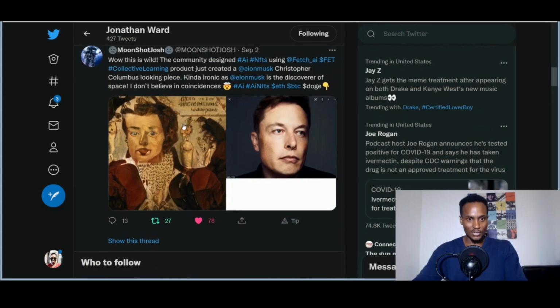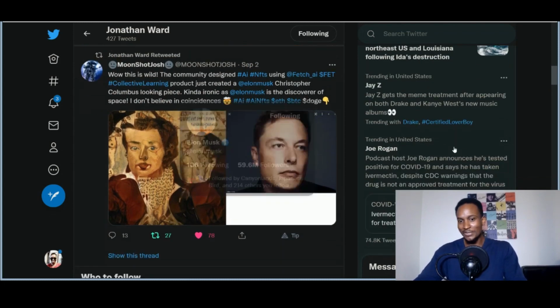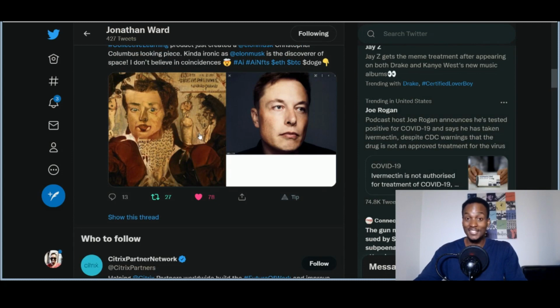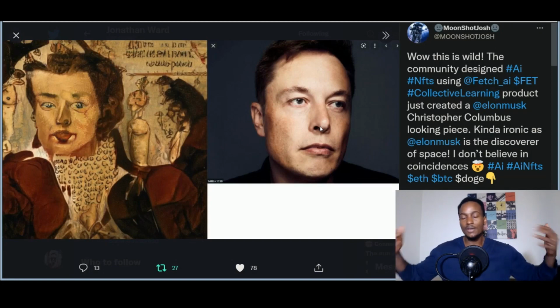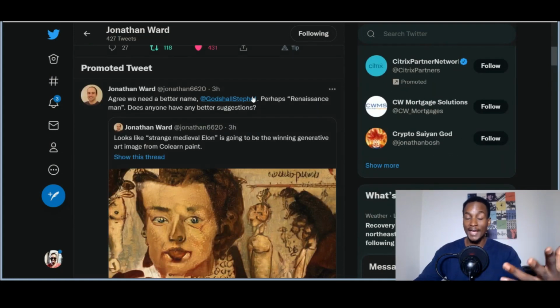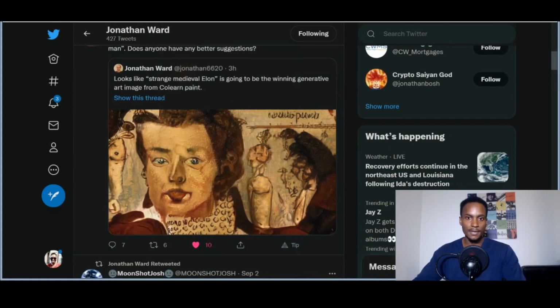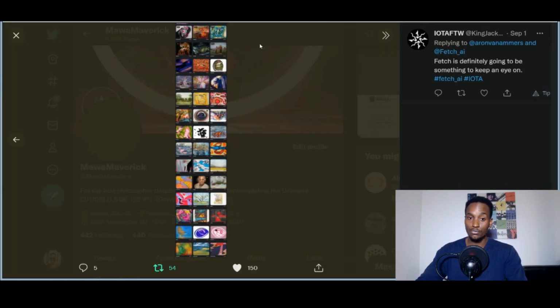So Moonshot Josh was like, wow, this is wild, the community designed AI and whatnot. He put a side-by-side comparison of this art piece that so far has the highest votes. We're going to look at that. And it actually does look like Elon, which is a weird thing. No, this is not about Elon, guys. It's just a weird coincidence that this art piece has this comparison. But I like the name that Jonathan Ward suggested, which is the Renaissance Man. I think it's a pretty awesome name. So that's the same tweet from Moonshot Josh.